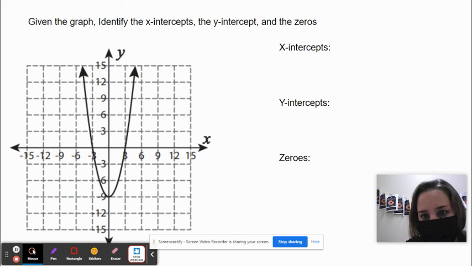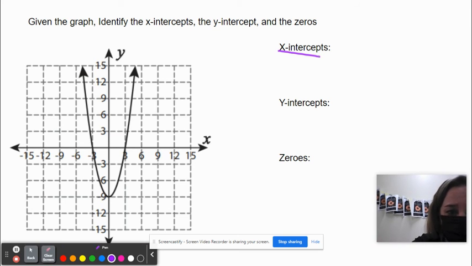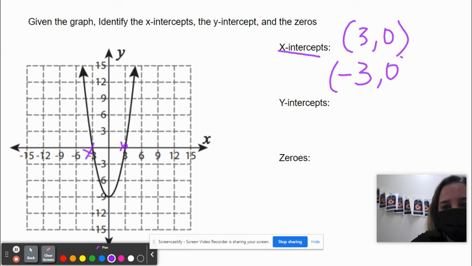All right, so I did a lot of talking in the last video, but let's see. X-intercepts. Remember, those are coordinate points. We've got one here, which is the coordinate point (3, 0). We've got one right here, which is (-3, 0). All right, y-intercept. My y-intercept is right there at -9. It's crossing over the y-axis right there at -9, making our y-intercept.